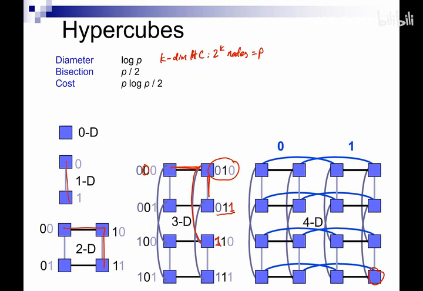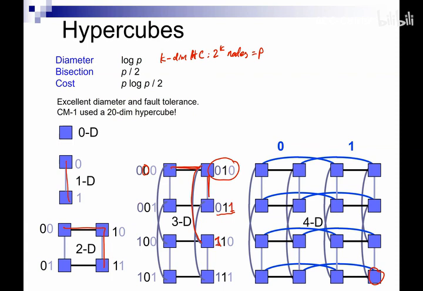In a k-dimensional hypercube, we have k digits and 2 to the k nodes, so the total cost is going to be k times 2 to the k. This 2 to the k is p, and this k is log p. So basically the cost is this divided by 2. Sorry, let me erase this over here.